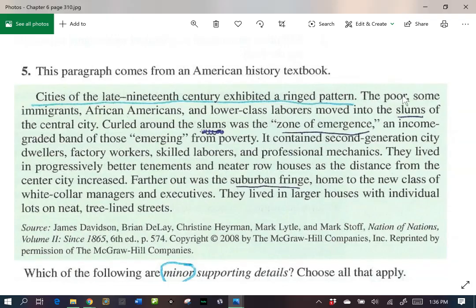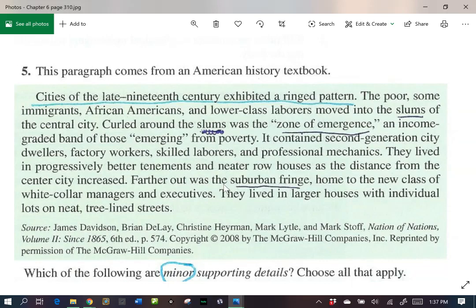Okay, so our second sentence here talks about the slums. That's our first ring. So that sentence wouldn't be our minor, it would be a major. The third sentence is the zone of emergence. That's our next ring. So here again, this is a major detail, not a minor. But the two sentences after it, the fourth and fifth sentences, describe the zone of emergence. So therefore, these two sentences would be considered minor details.